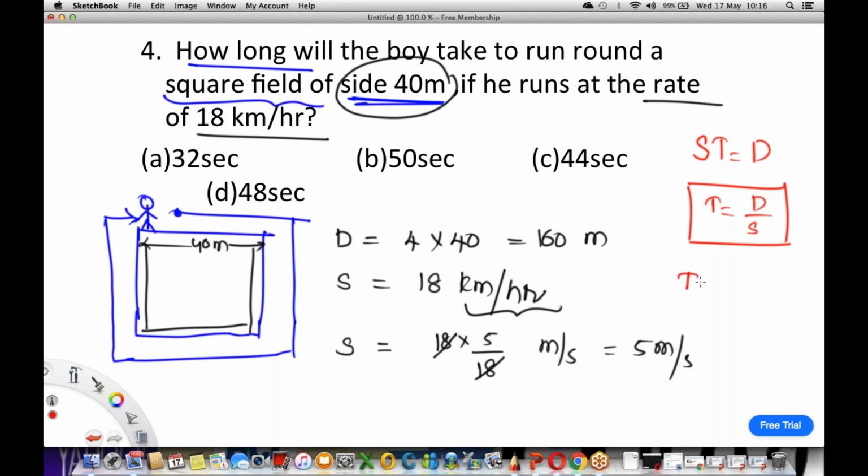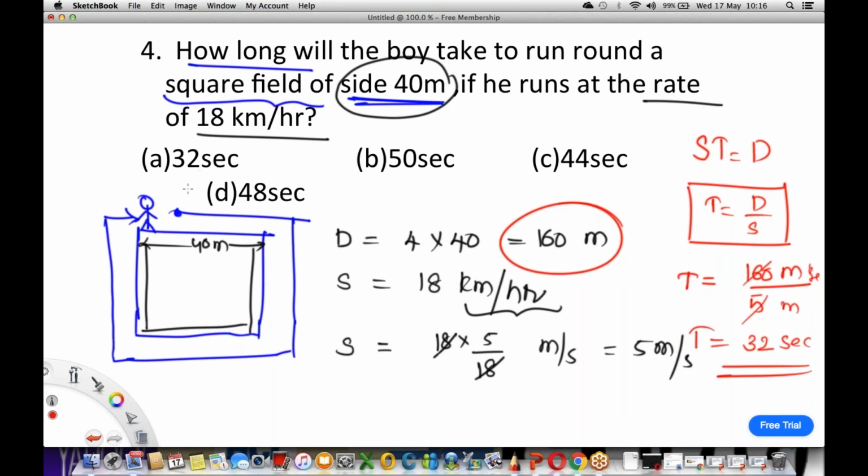Because I'm looking for time, and I very well know that the distance is 160 meters and I have the speed as 5. So 160 divided by 5 will be my time taken. So this is nothing but 5 3s are 15, we are left with 1, 5 2s are 10. So time taken will be 32 seconds. 32 seconds is nothing but option A. So you can fix your answer choice as option A.